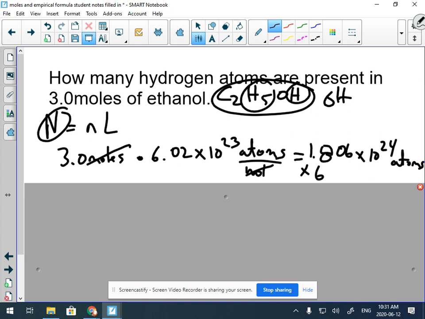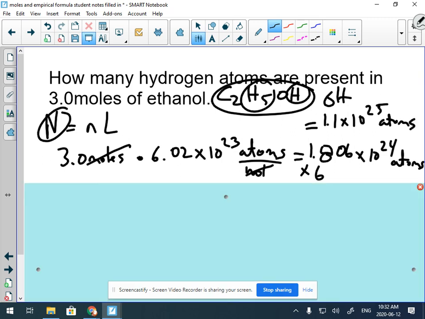So be very careful, because the atoms inside a molecule, you have to times that by the amount, right? So 1.806 times 10 to the 24th times 6 gives me, with 2 sig figs, 1.1 times 10 to the 25 atoms, all right?